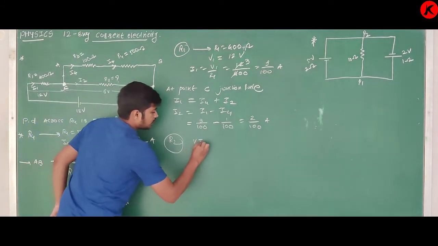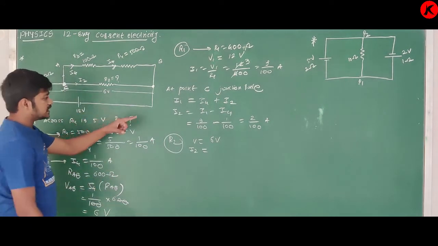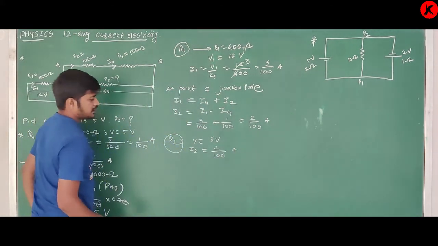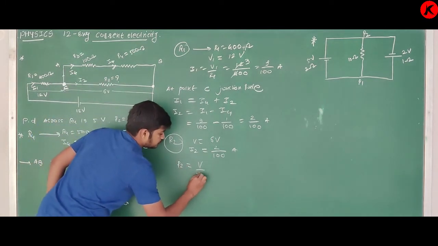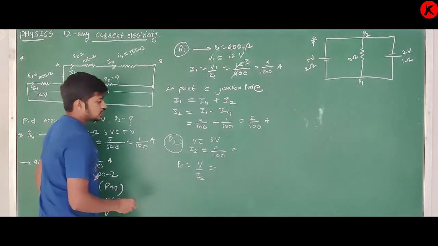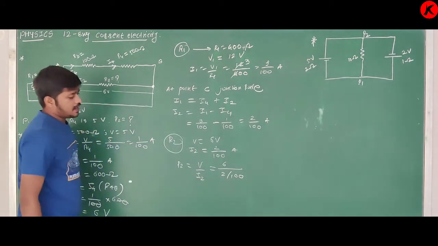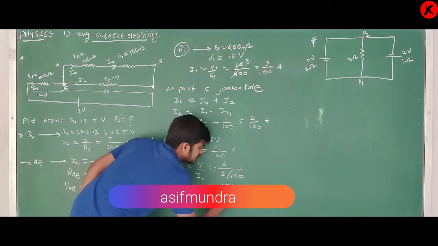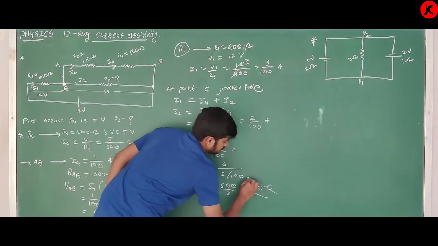V is equal to 6 volt, and I2 is equal to 2 divided by 100 ampere. So yes, you can easily find R. R2 is equal to V upon I2. So V, it is 6 divided by 2 divided by 100, which is equal to 600 divided by 2, which is equal to 300.